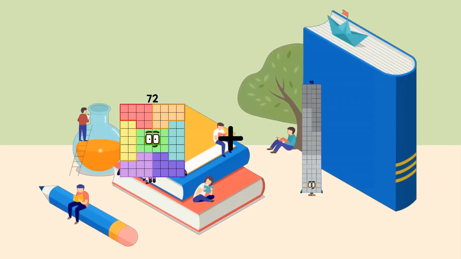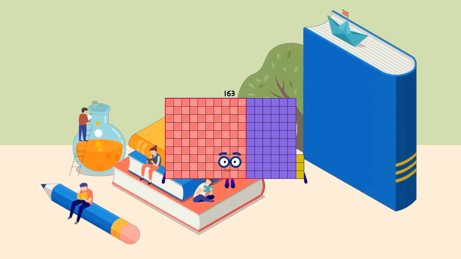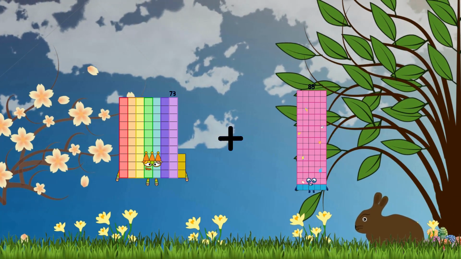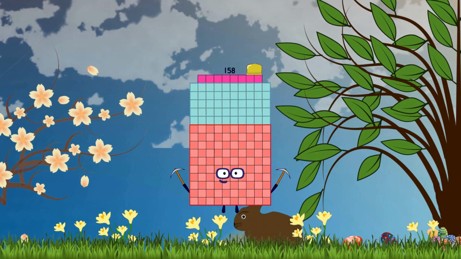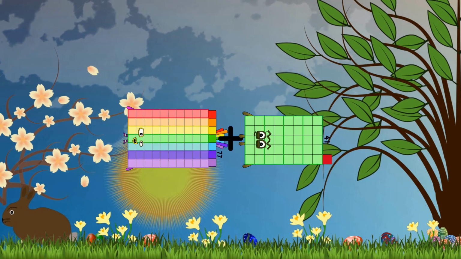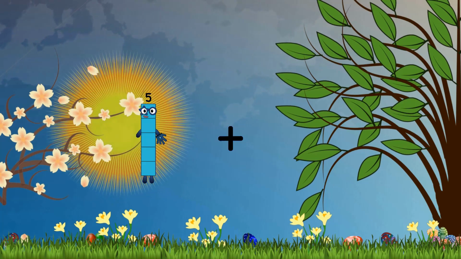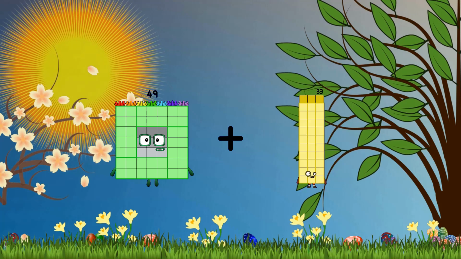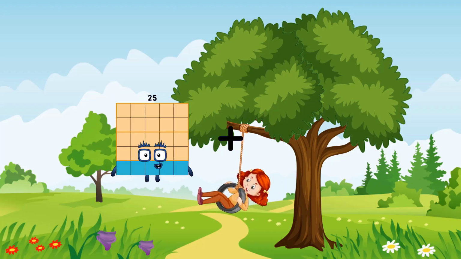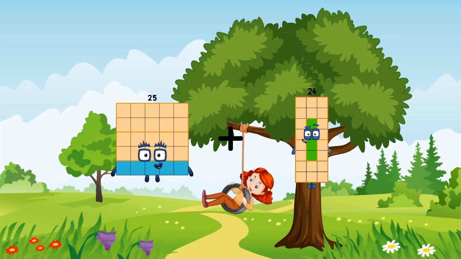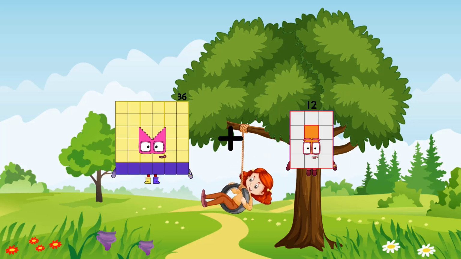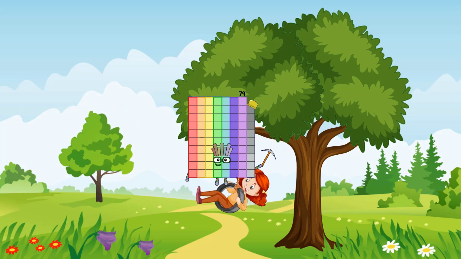72 plus 91 equals 163. 73 plus 85 equals 158. 77 plus 41 equals 118. 49 plus 31 equals 80. 25 plus 24 equals 49. 36 plus 43 equals 79.